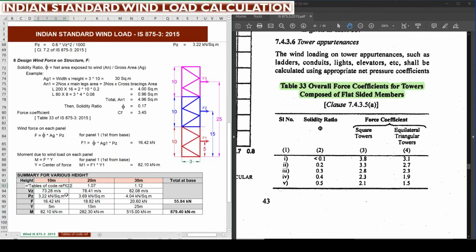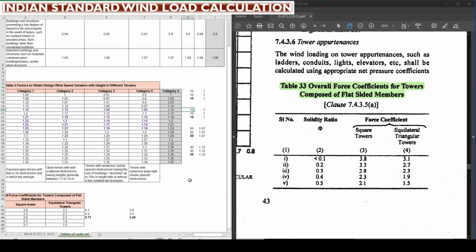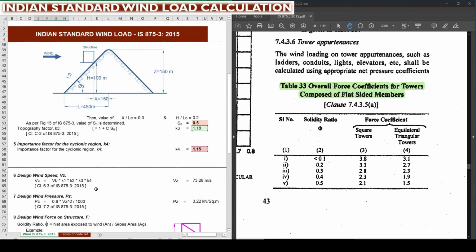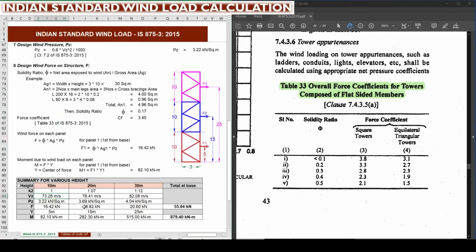Accordingly the K2 factor is extracted from the adjacent table and calculated using interpolation method. So for 10 meter it is 1, for 20 meter it is 1.07, for 30 meter it is 1.12. These values are extracted from the table and added here. Then Vz, according to the formula, is calculated as Vb into K1 into K2 into K3 into K4. Here the value K2 is going to change according to the height, so this K2 alone is taken from the above cells.